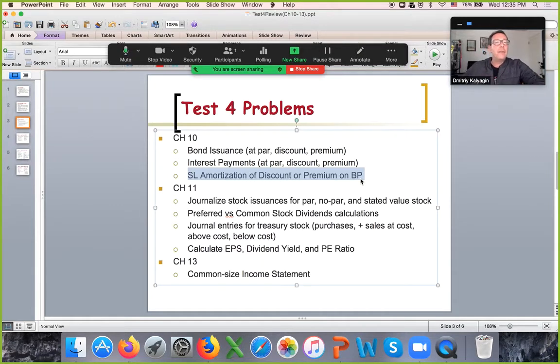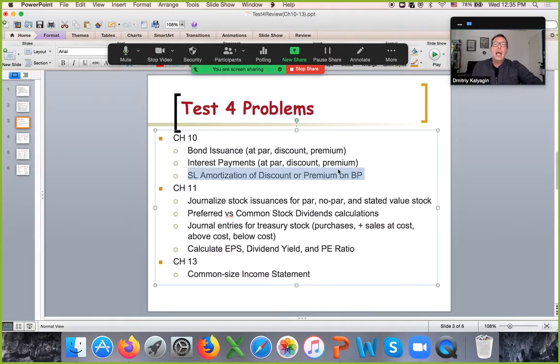The carrying value of a bond issued at a discount is the par value of the bond minus the discount. The carrying value of a bond issued at a premium would be the par value plus the premium. At the end of the life, at maturity, your carrying value for the bond must be equal to par value because there is no longer a discount or premium. You amortize them. You expense them out.